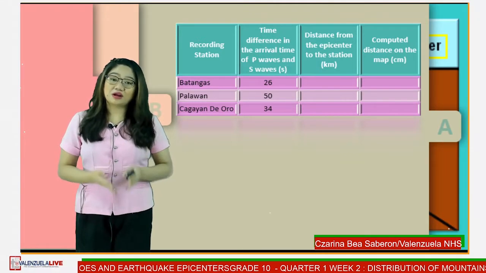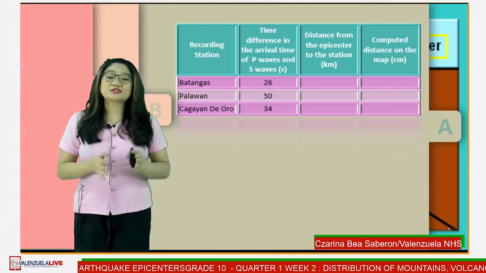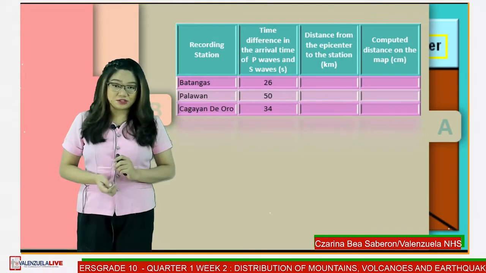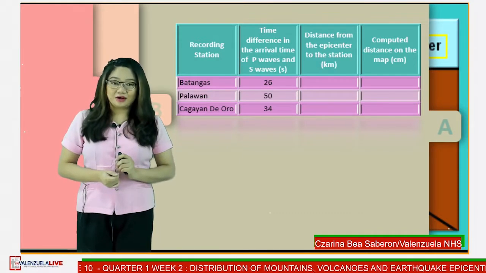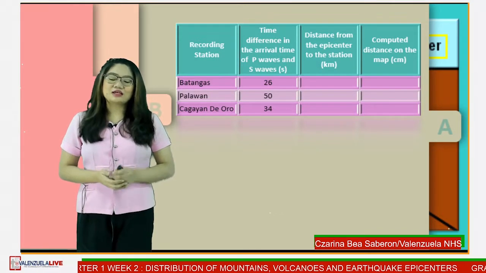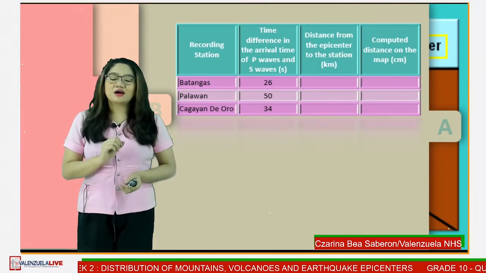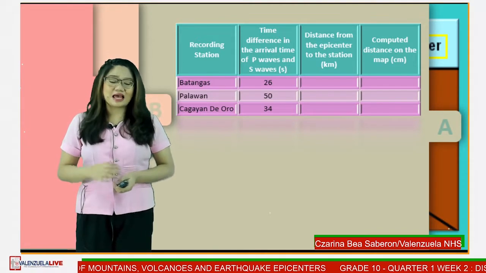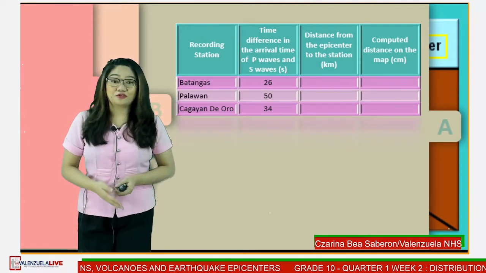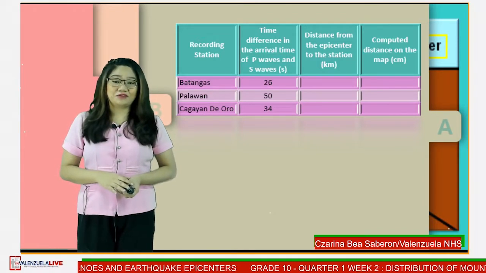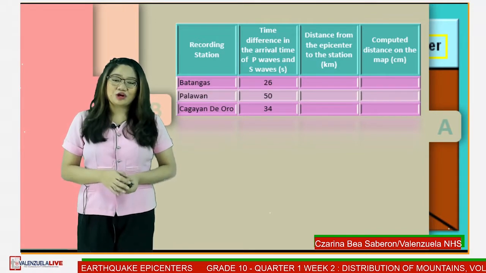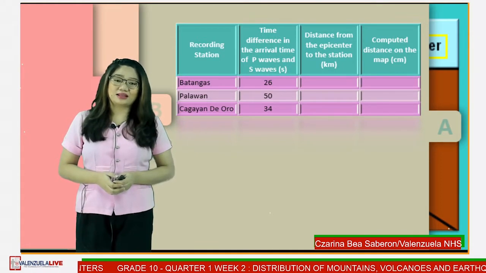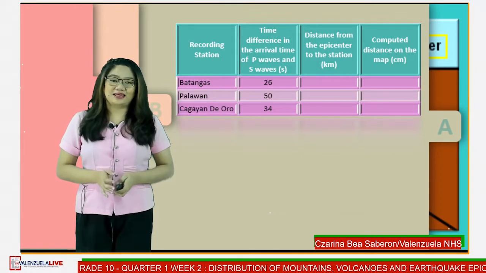Now, the very first thing that we need to do is to find the time difference between the arrival time of primary waves or the P waves and the secondary waves or the S waves. So we are going to find their difference for all of the three seismic stations. But in this case, I have already given you the data for that. So for Batangas, the time difference is 26 seconds. For Palawan, that is 50 seconds. And for Cagayan de Oro, that is 34 seconds.